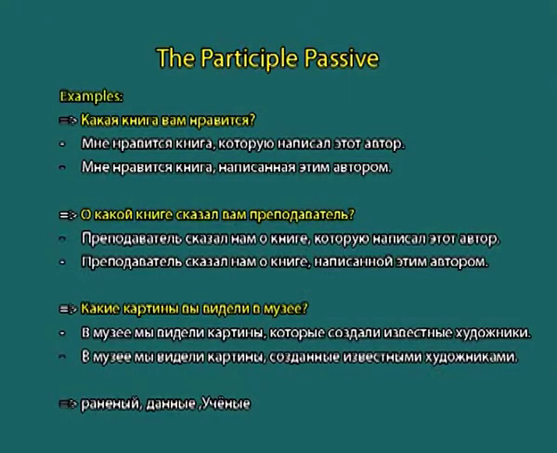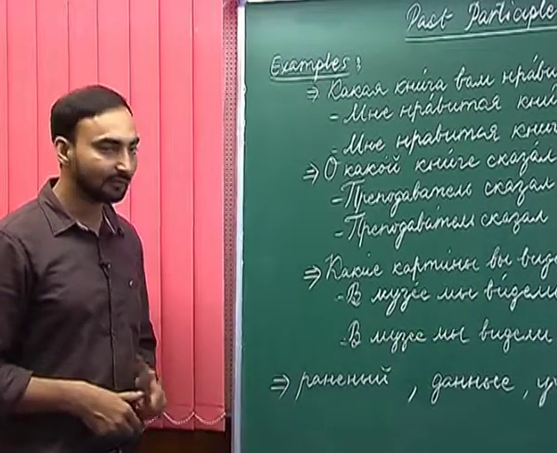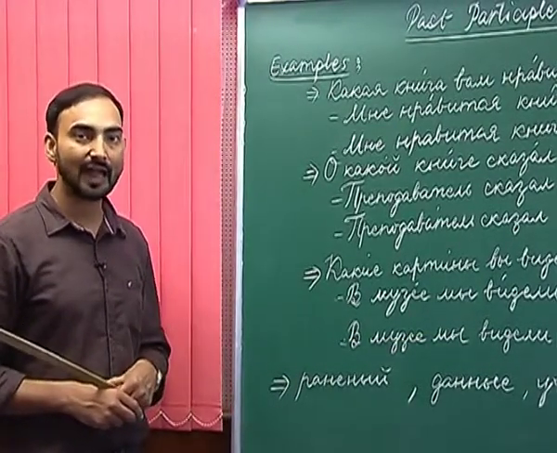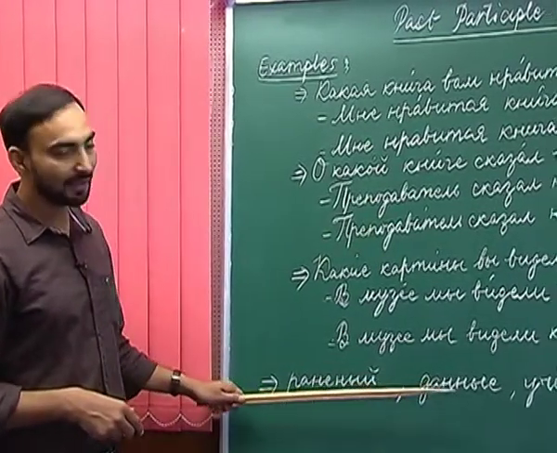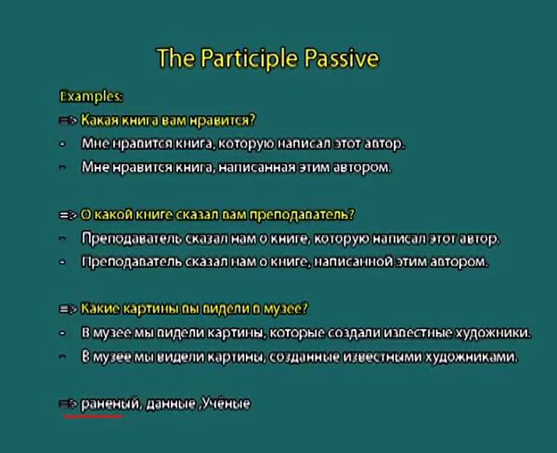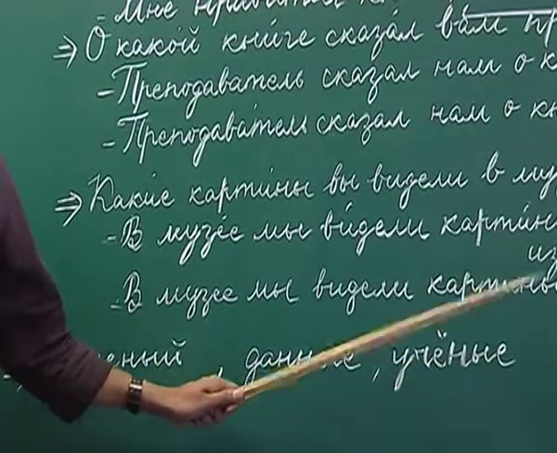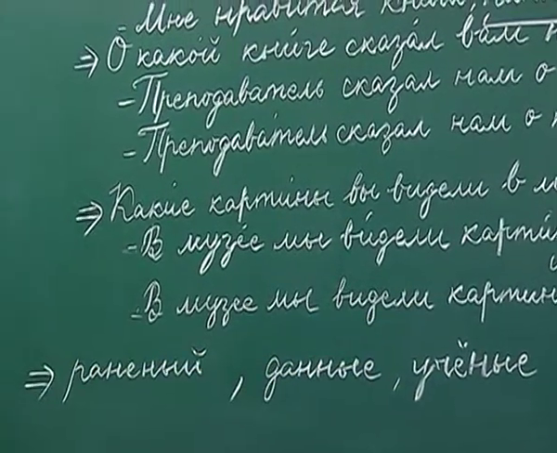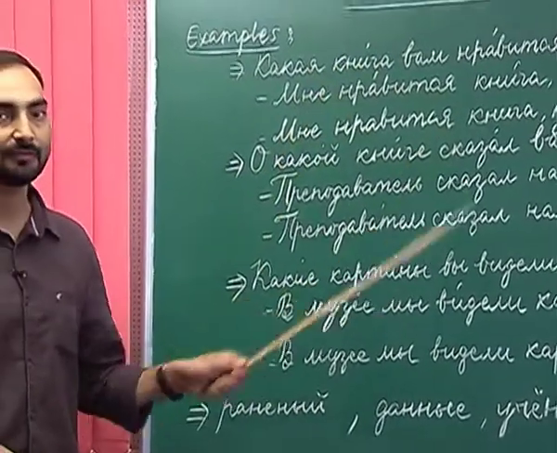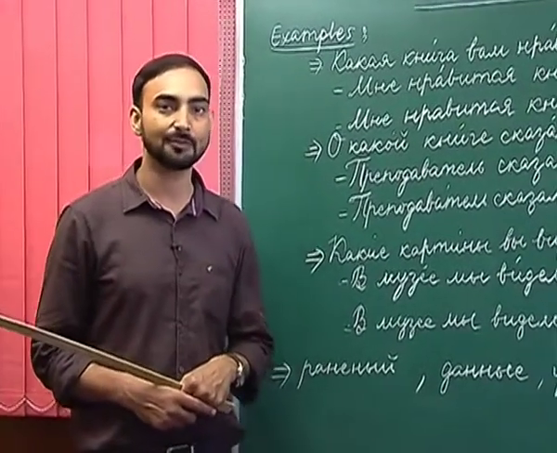So, this was some of the examples where we saw the use of past participle passive in Russian. Like we have also discussed that there are some active participles which are used as nouns. Similarly, there are some passive participles too which are used as nouns. For example, ranini, daniye and uchyonye. Ranini is a wounded man, daniye is data and uchyonye is scientist. So, these are few of the nouns which are basically past participle passive, but now they are being used as nouns.